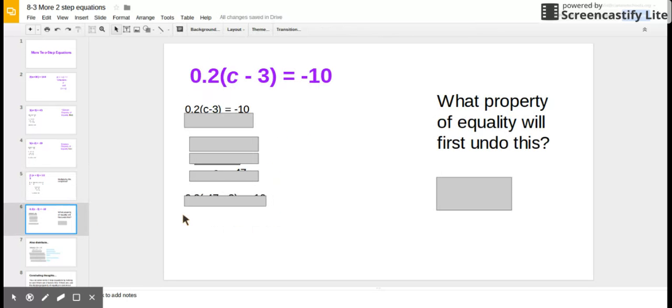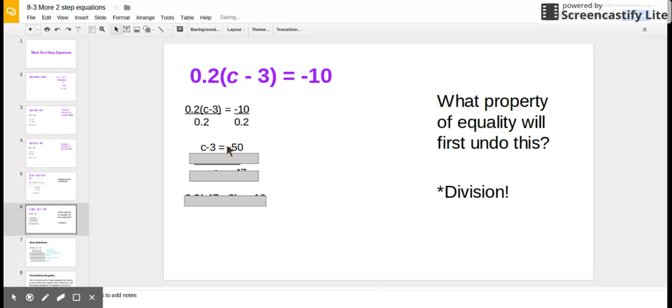So here we have a decimal. What property of equality will first undo this? Again, just divide both sides by 0.2. So that's what we're going to do here. Divide both sides by 0.2. 0.2 and 0.2 cancel out, right? Because 0.2 over 0.2 is just equal to 1. I'm left with c minus 3 is equal to negative 50. Add 3 on both sides, and you should get c to equal negative 47. And then you just check your work.